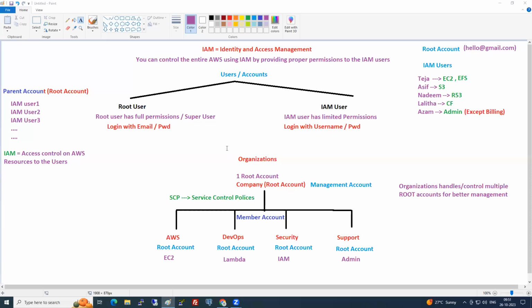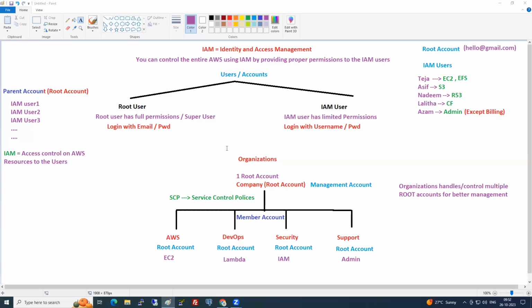Control is nothing but what? Control meaning, what kind of permissions does that root account have? Generally, a root account has full permissions. But in the organizations concept, I can control the root account by giving proper permissions. Like for her, I'll give only certain services permissions. How do I do it? Using SCP, service control policies.